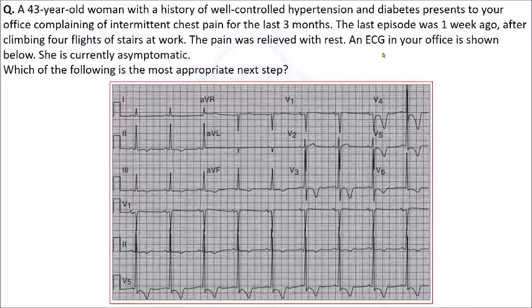Now, the challenge to you: there are two things. Identification of the ECG feature, then what will be your next management step? So first, identify the ECG. Can anyone identify what is wrong there? Dr. Saida.